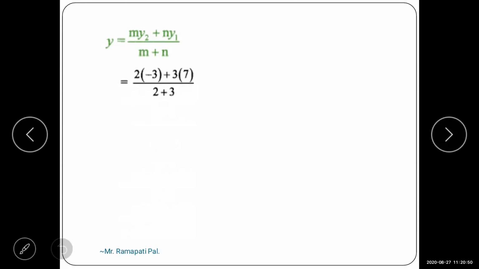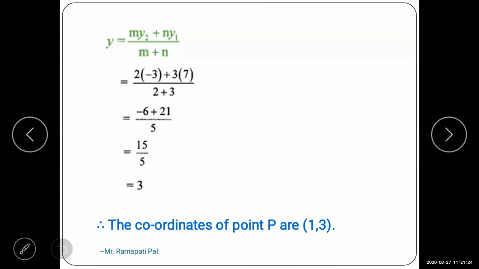When we multiply 2 into minus 3, it is minus 6, plus 3 sevens are 21. Okay. So minus 6 plus 21 is 15 upon 5. So y is equal to 3. At the end we will write the coordinates of point P are 1 and 3. Is it clear? Okay. I think everyone understood up to here.